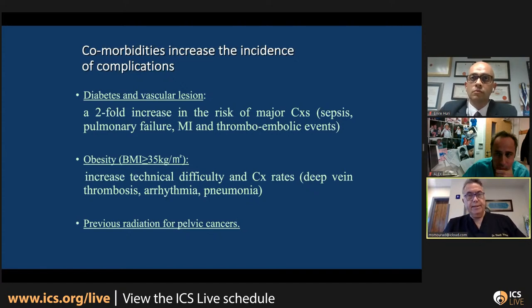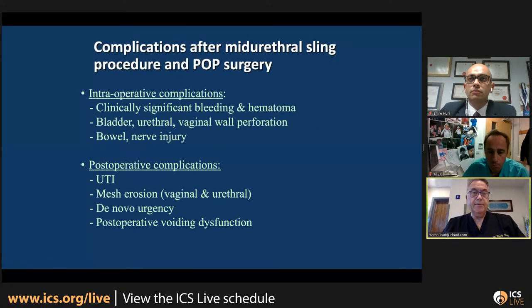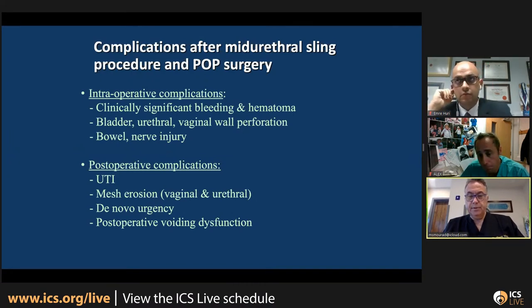The comorbidities increase with incidence of diabetes or vascular lesion, increase with obesity and previous irradiation for pelvic cancers, for example. So you have to be careful about these comorbidities, and you have to counsel the patient and tell them about the expected complications. These are some of the complications after TOT. The intraoperative complications include clinically significant bleeding and hematomas, bladder, urethra, vaginal wall perforation, bowel or nerve injury.